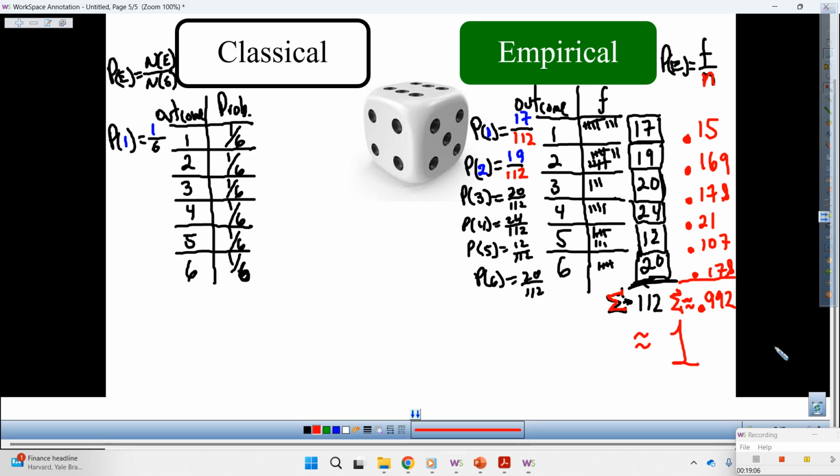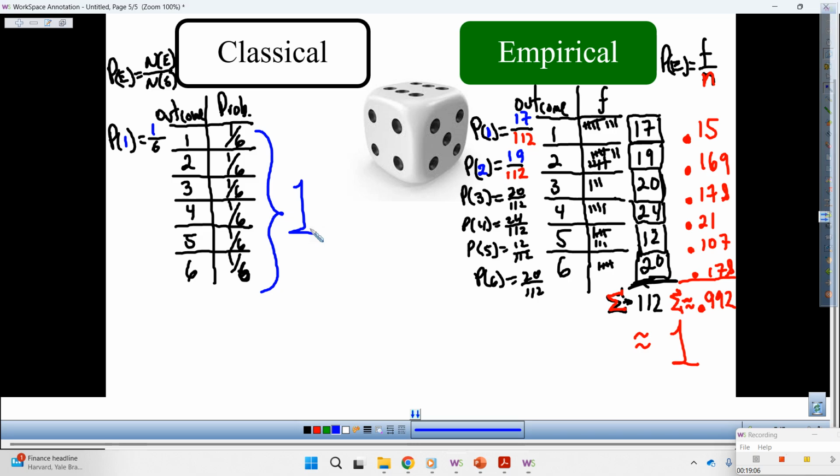So you just experienced both classical versus empirical. However, let's revisit classical. Look up. What do you think this will approximate? Exactly. Also 1. That is correct.